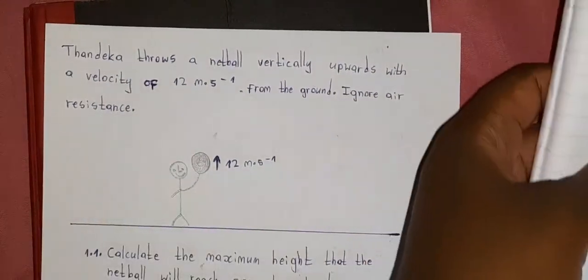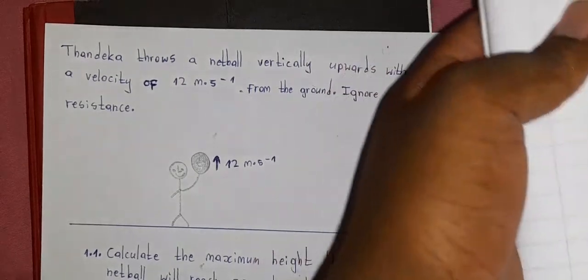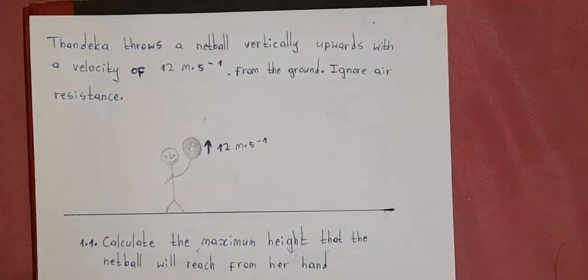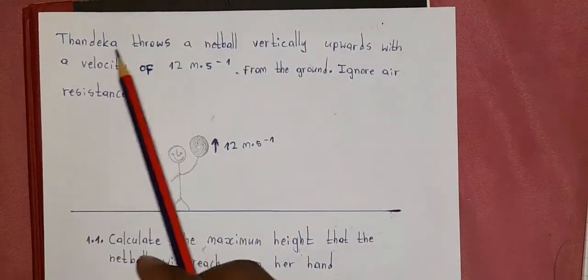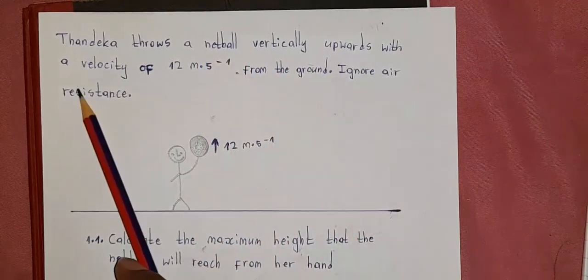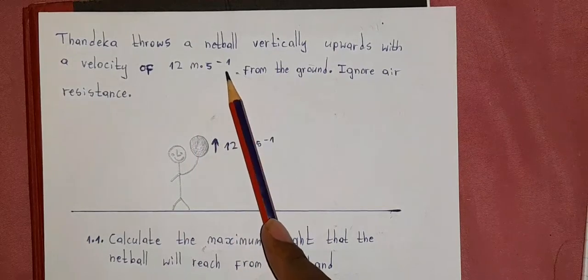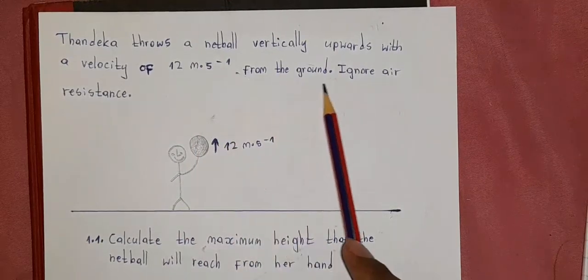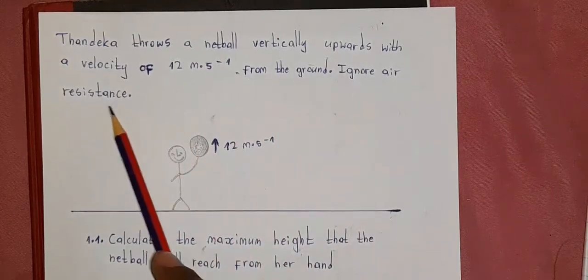Okay, I think I found my script. So let's read here. It says Tandega throws a netball vertically upwards with a velocity of 12 meters per second from the ground. Ignore air resistance.